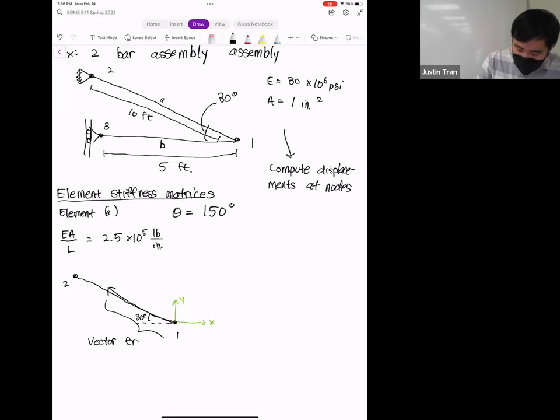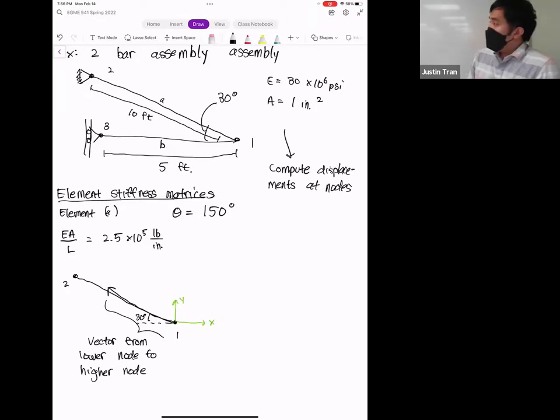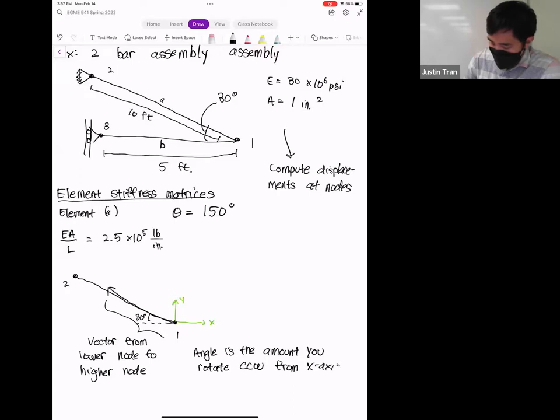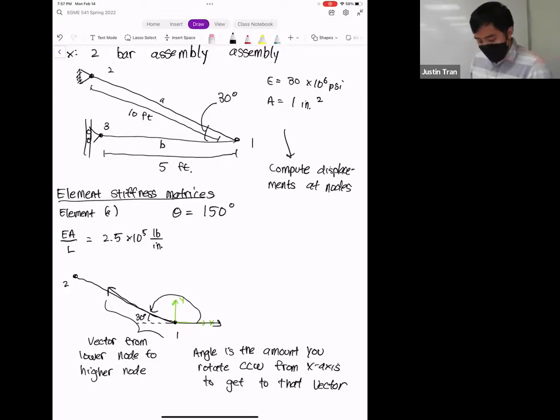So the vector from lower node to higher node. And then the angle that you have is going to be the amount that you rotate counterclockwise from the positive x-axis to reach that vector. So in this case, we start from the positive x-axis, and you can see to get there, we rotate this much. And that amount of rotation there is going to be 150 degrees.